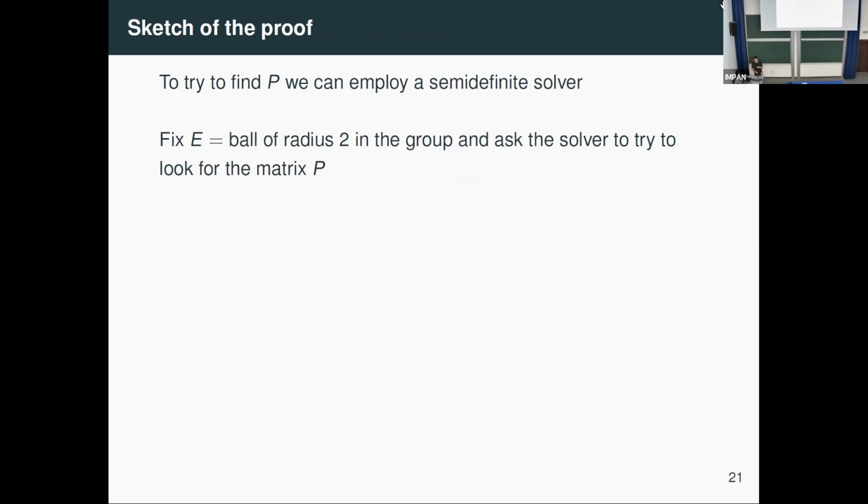Okay, so now the idea is to try to find the matrix P using a semi-definite solver. The way it works is we fix a set in the group, and we ask the solver to look for the matrix P on the given prescribed set. And then it might work, it might not work. It might happen that one needs a larger set that we're not able to access, for instance, because it's too large.